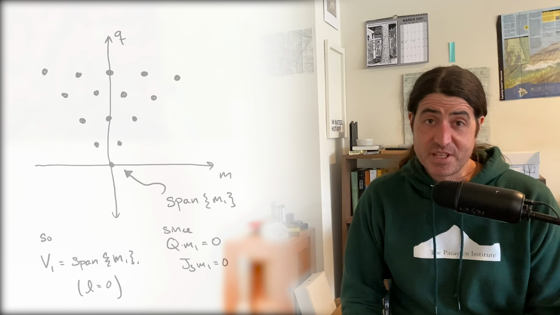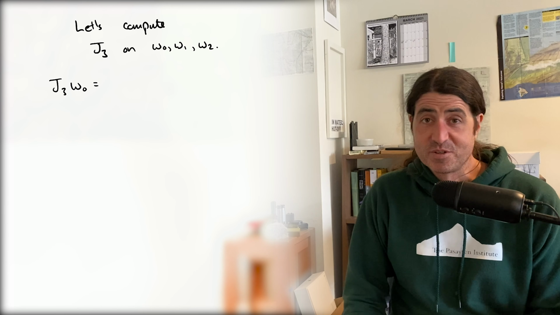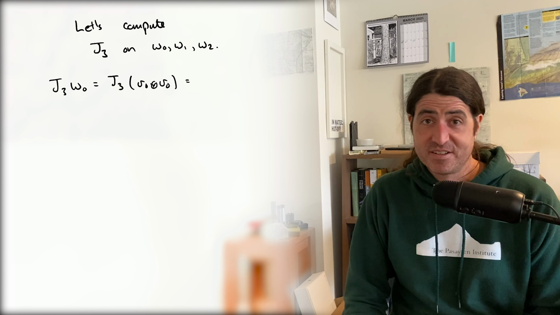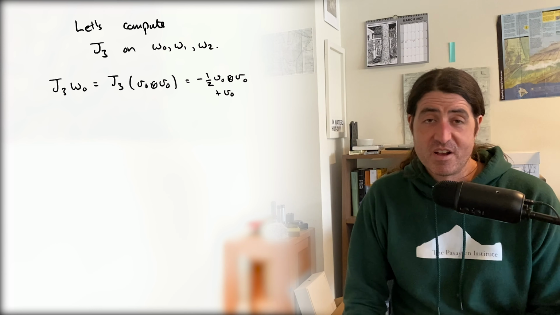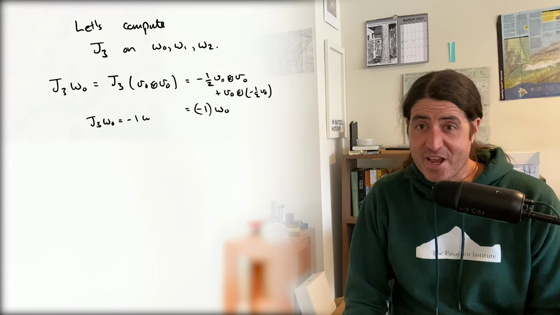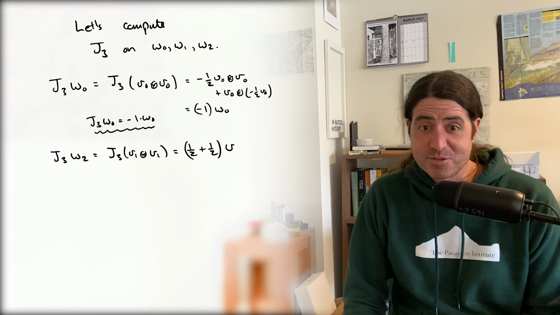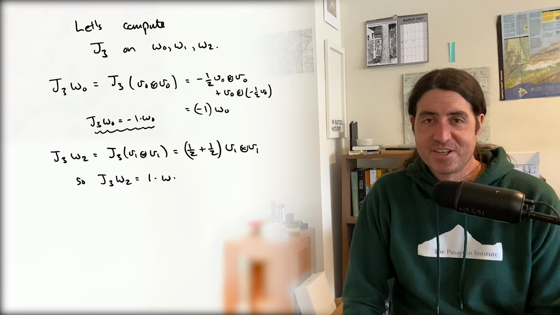So to that end, we're going to play the same trick, so let's act on W0, W1, and W2 with J3, and we find, well, the action of J3 on W0 is pretty easy. That's minus 1/2 minus 1/2, which is minus 1. And on W2 is also pretty easy. That's plus 1/2 plus 1/2, 1. Great.